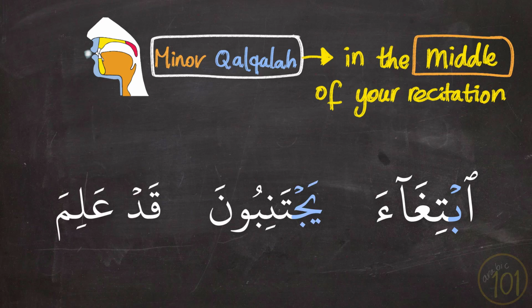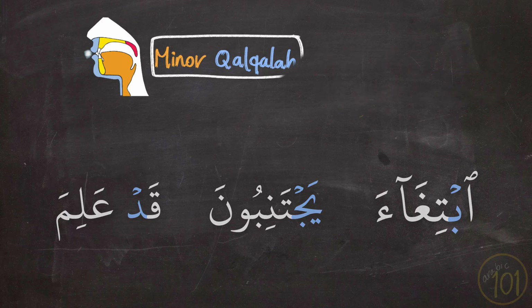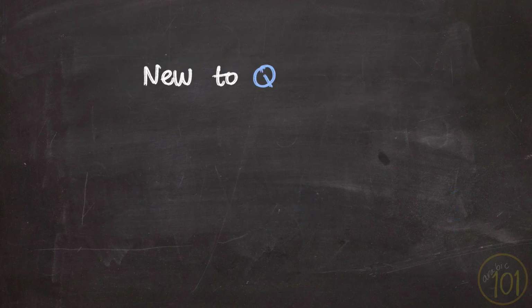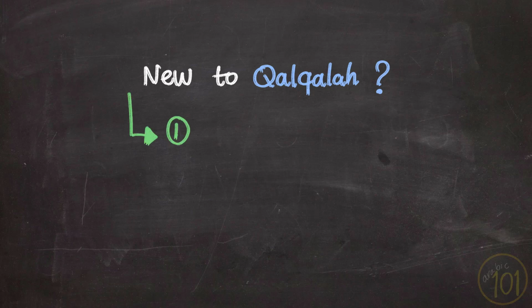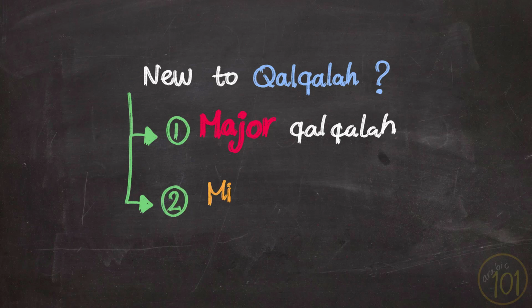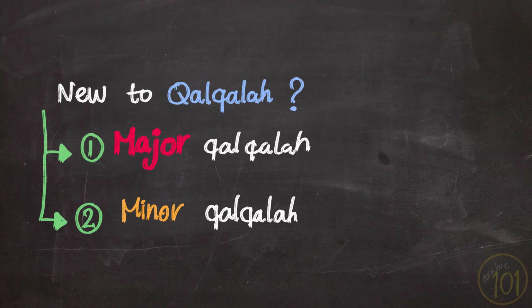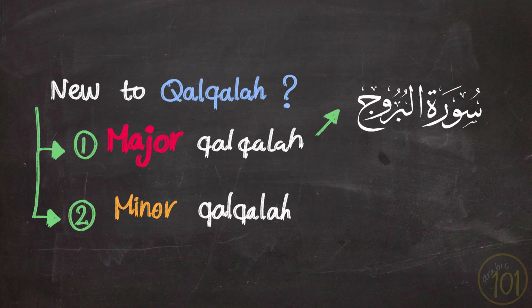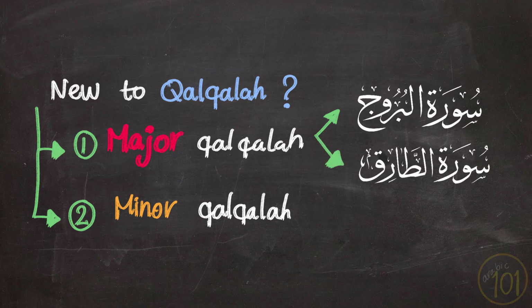يجتنبون قد علم. If you're still new to this concept, it is highly recommended that you first start practicing with the major qalqalah until you get the hang of it, and then move on to the minor qalqalah, because the major qalqalah is easier to detect and apply. Practicing with Surat al-Buruj or Surat al-Tariq is a very good place to start to practice your major qalqalah.